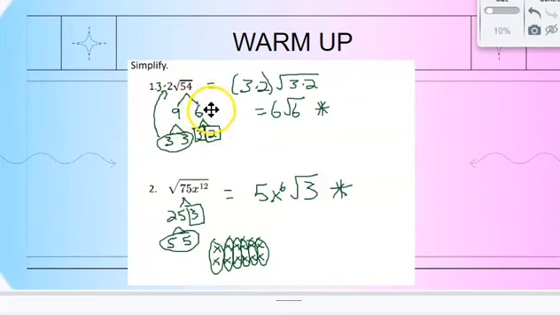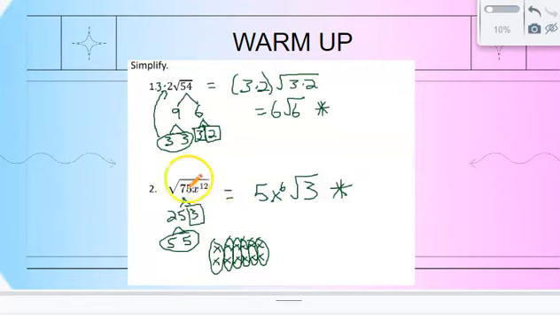54 is 9 times 6. My 9 breaks down to 3 times 3. I have a pair of 3's, so one 3 comes out and gets multiplied to the 2 that's already in front. That's what's right here. And then this other 3 and 2 from the 6 gets multiplied and left under the radical because it didn't pair up. So 6 square root 6 is my final answer.